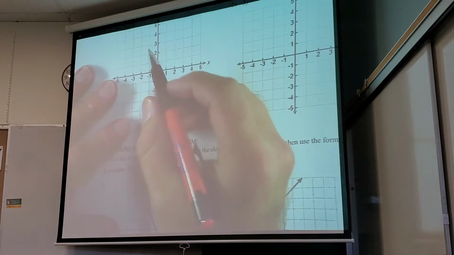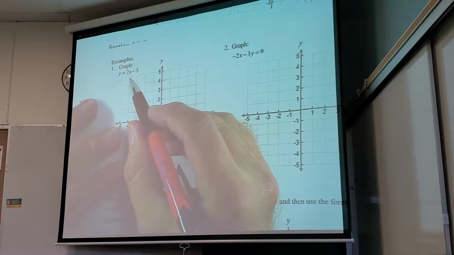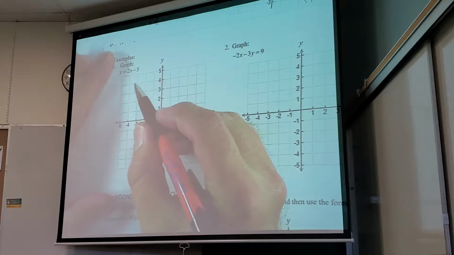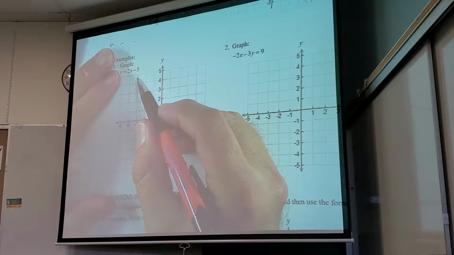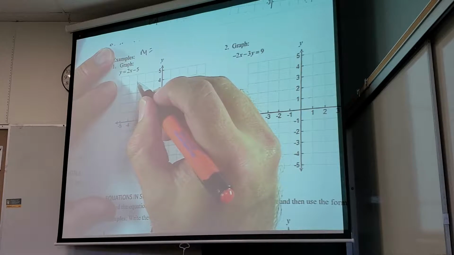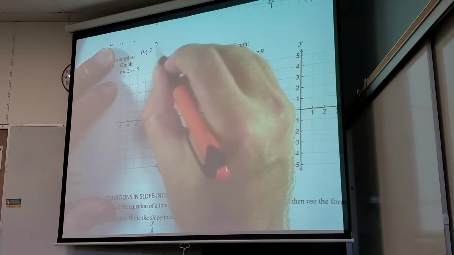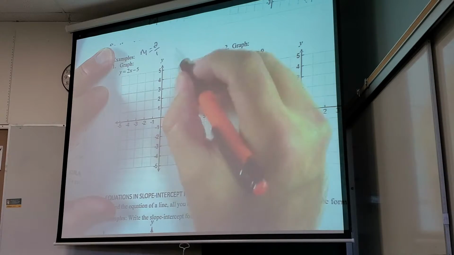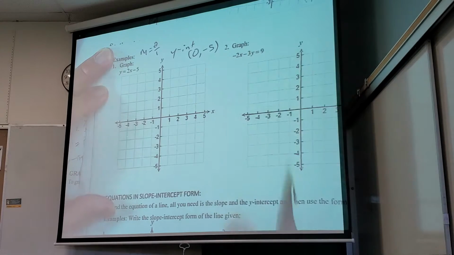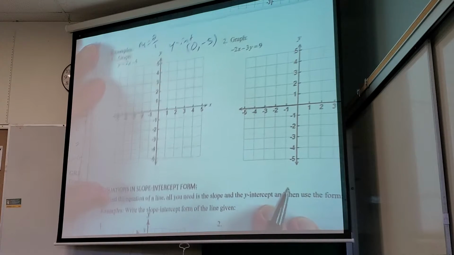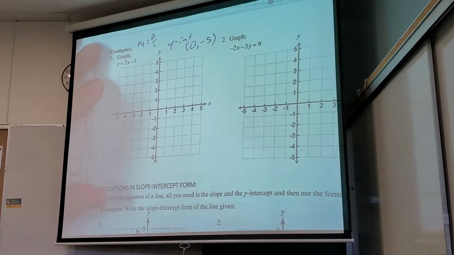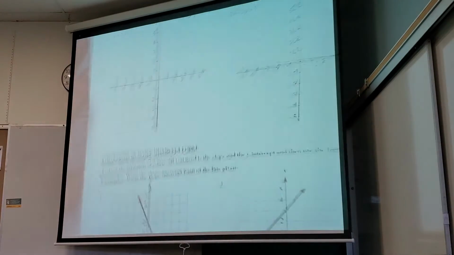Here. What do you know about this line here? Slope is 2/1. What else do we know? Y-intercept. The y-intercept is 0, -5. Everybody with me? By the way, that's the second page here.